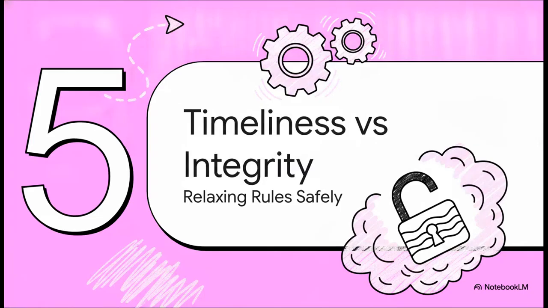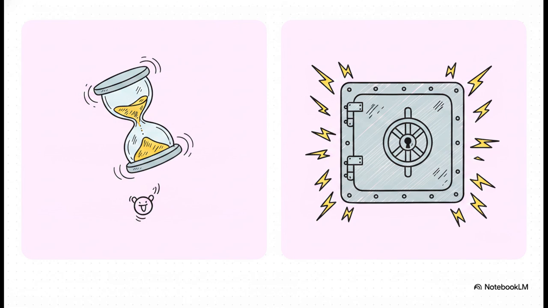Next up, Section 5, timeliness versus integrity, relaxing the rules safely. We throw around the word consistency all the time in software engineering, but honestly, it's dangerously overloaded. To really master streaming systems, we need to split it into 2 totally distinct concepts: timeliness and integrity. Timeliness just means ensuring a user observes the system in an up-to-date state. If a system is purely asynchronous, a user might load a page and see a slightly stale value. Integrity, on the other hand, is the absolute absence of data corruption or data loss.